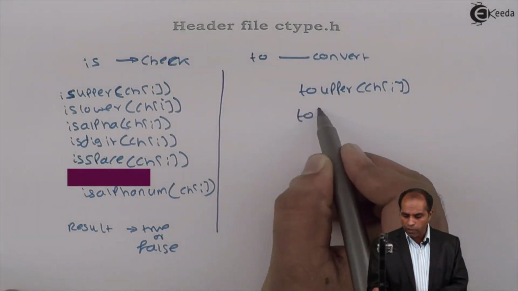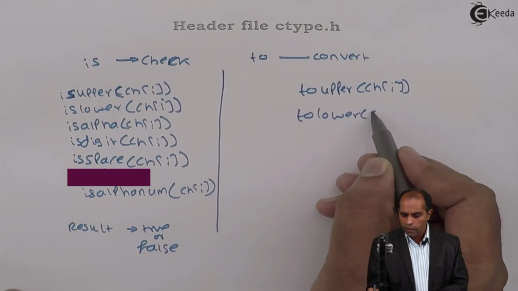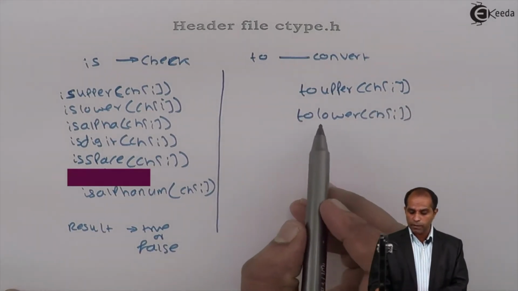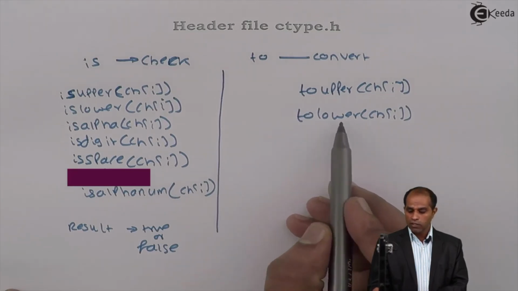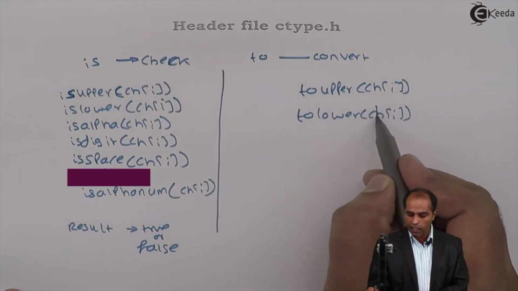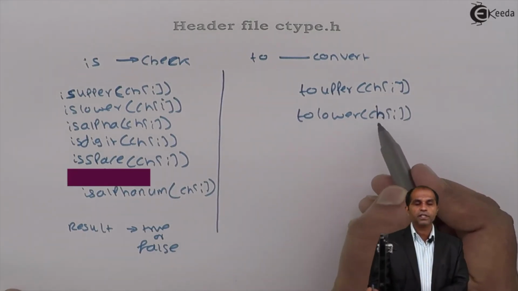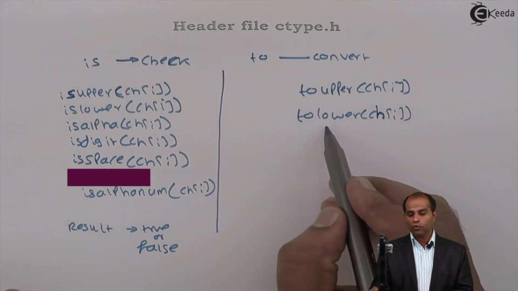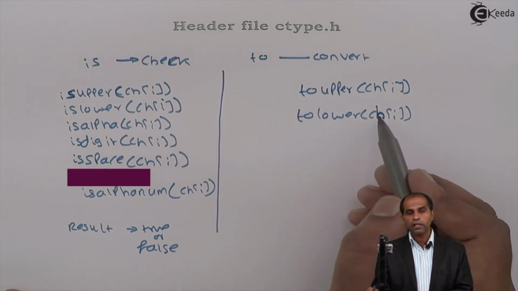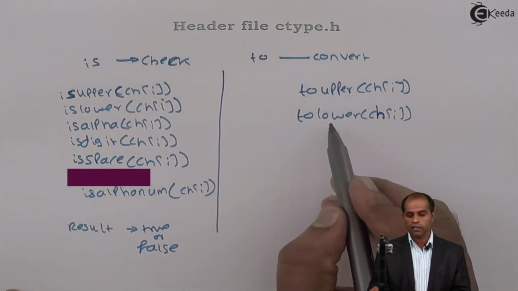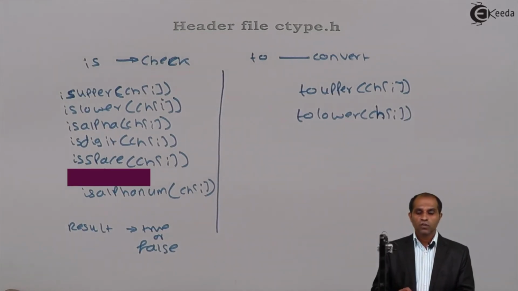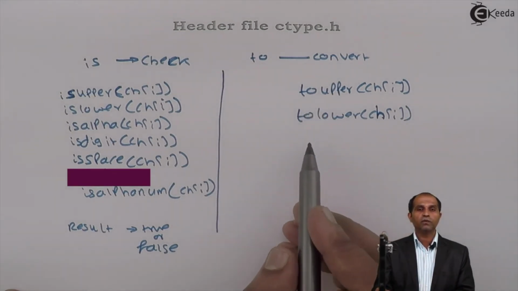Similarly, I have a function called tolower ch of i. What this function does, as the name itself says, is check whether ch of i is an alphabet and an uppercase character. If it is, the tolower function will convert that character to its equivalent lowercase character and store it into the character array or into a separate variable. So I have these functions too, which convert.